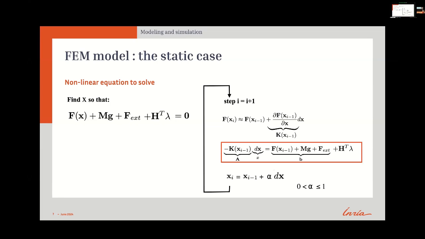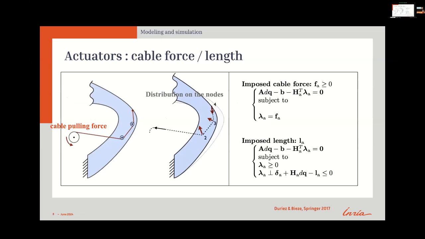You just have to recall that we have a matrix system Ax equals b to solve at each step, plus the Lagrange multiplier. And if we have some pulling force, like a cable, in fact, you have two cases. Either you know the force you pull on the cable, so you know the value of your Lagrange multiplier, and then you can solve the equation. Or you don't know the value. For instance, if you are imposing a displacement, you don't know what force you are applying on the model. So in that case, you have to solve a system like I show here.